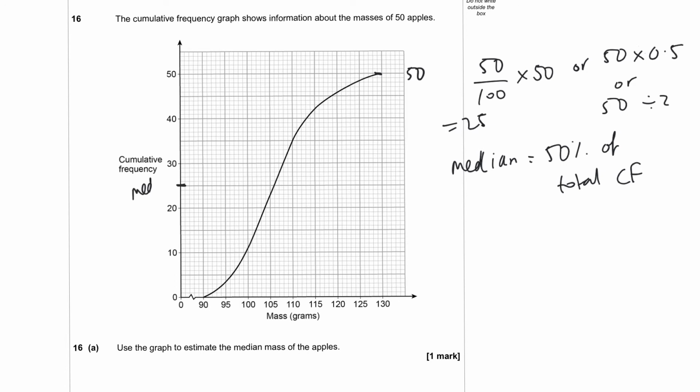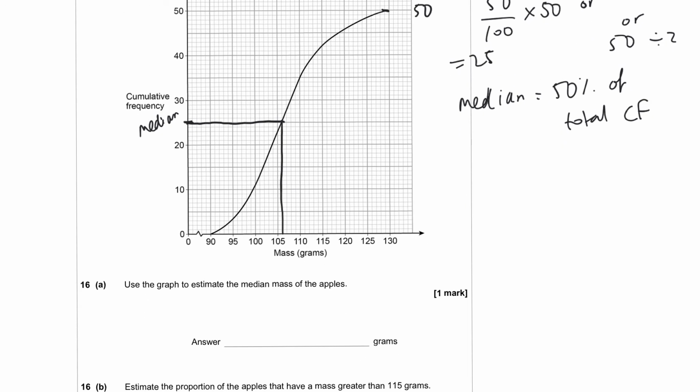So then what we're going to do is draw a line across until it hits the graph and then draw a line down. We know that's hitting at a value of around 106 grams.